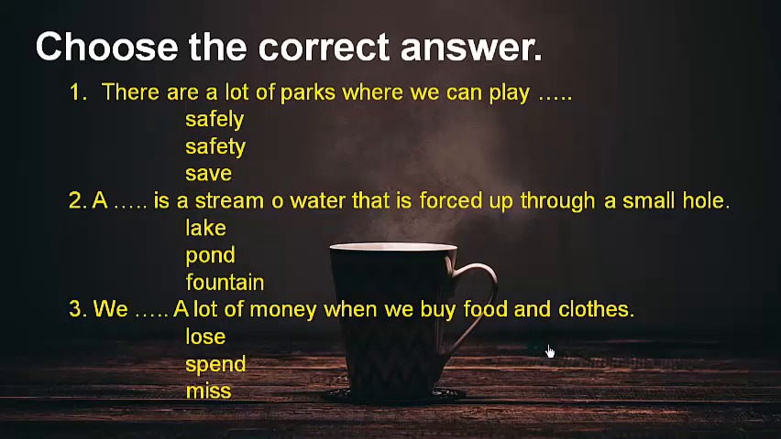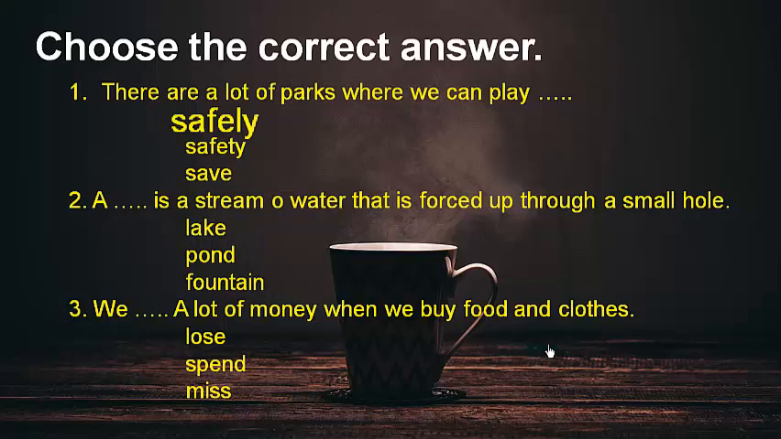Let's take a look at these questions. Number 1 is, there are a lot of parks where we can play safety. Of course not. This is a noun. Save, this is a verb. But we want to describe play. To play safely. Good? This is an adverb. So we describe the verb by an adverb. We can play safely. Good. We can write nicely. Good.